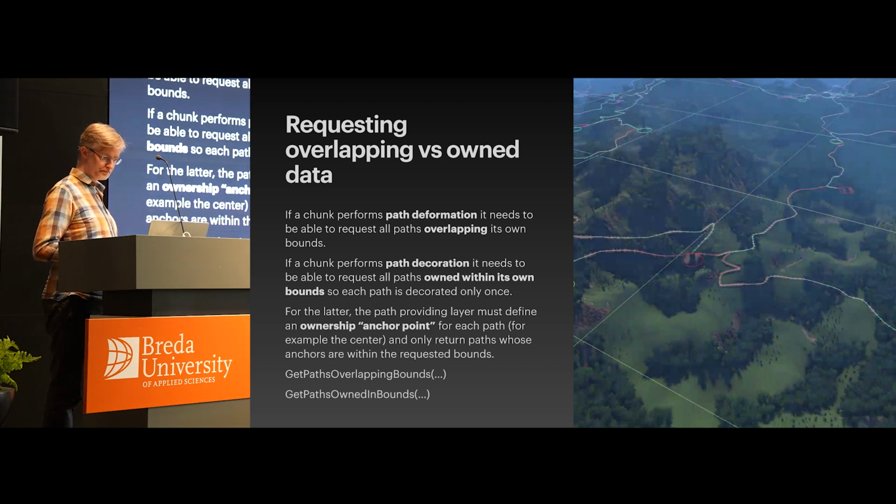Right. So those are kind of like different patterns. So if the layer that has the paths needs to provide both of those services, you'll probably want two different methods: one for requesting overlapping paths and one for requesting owned paths in bounds.